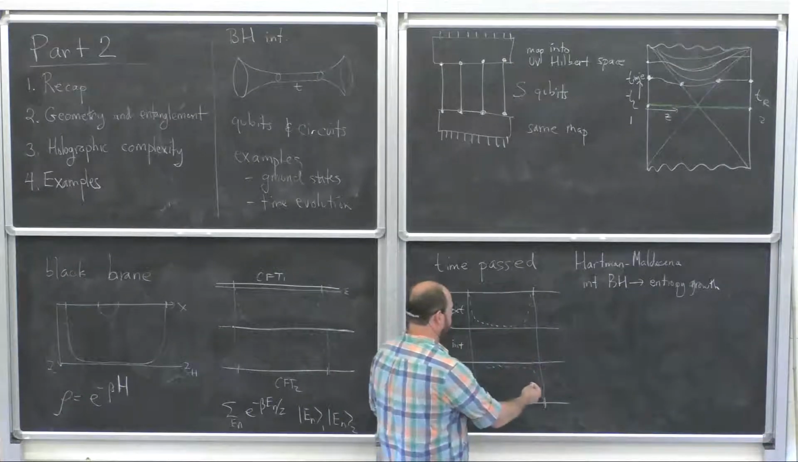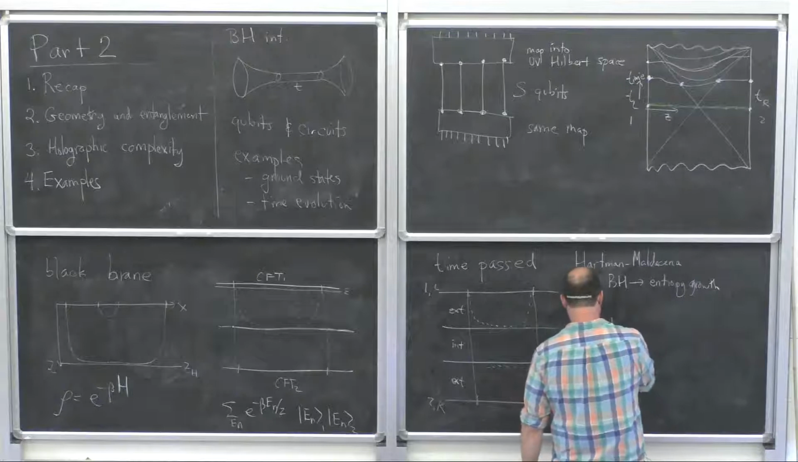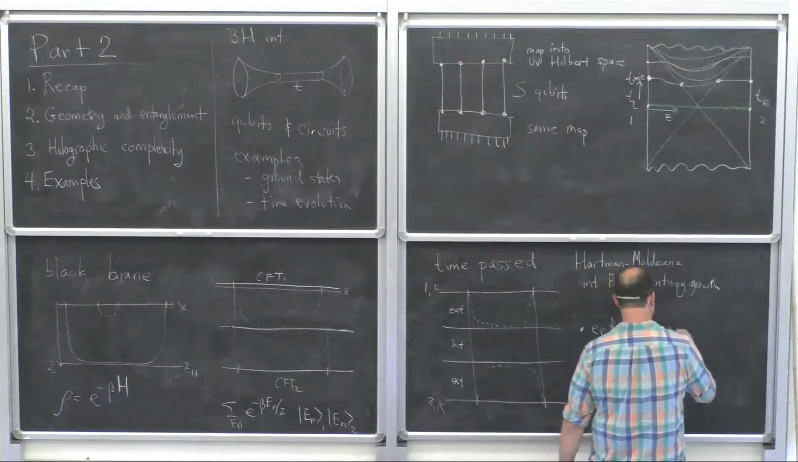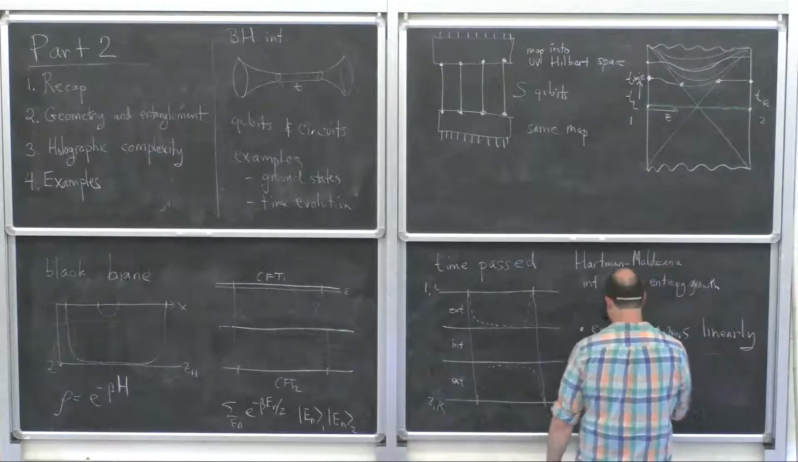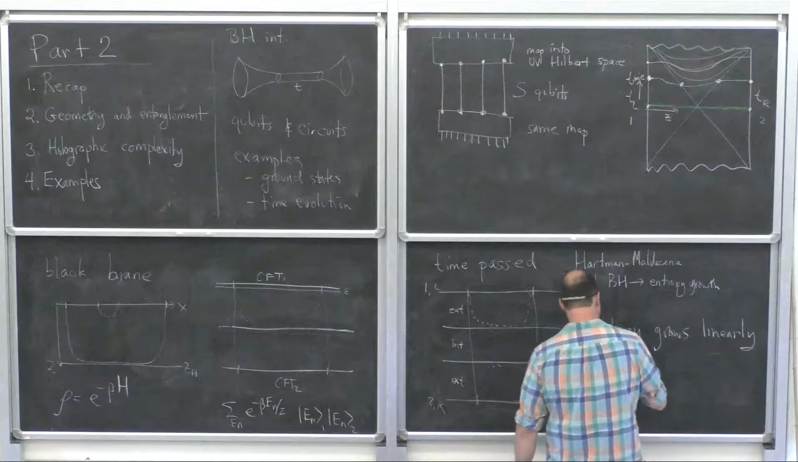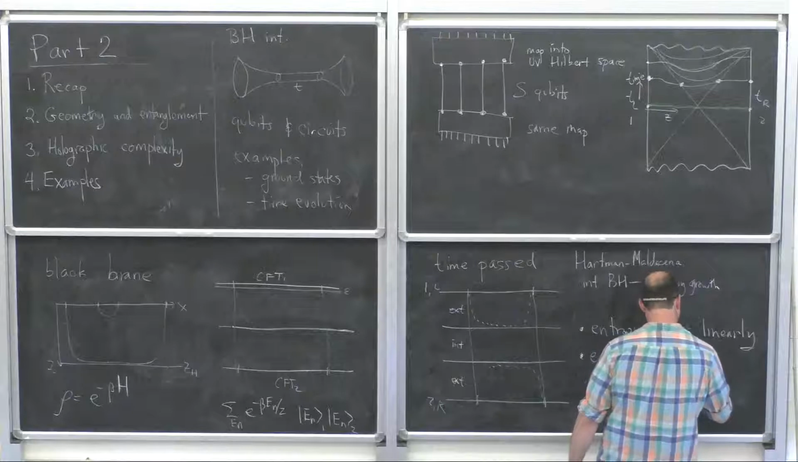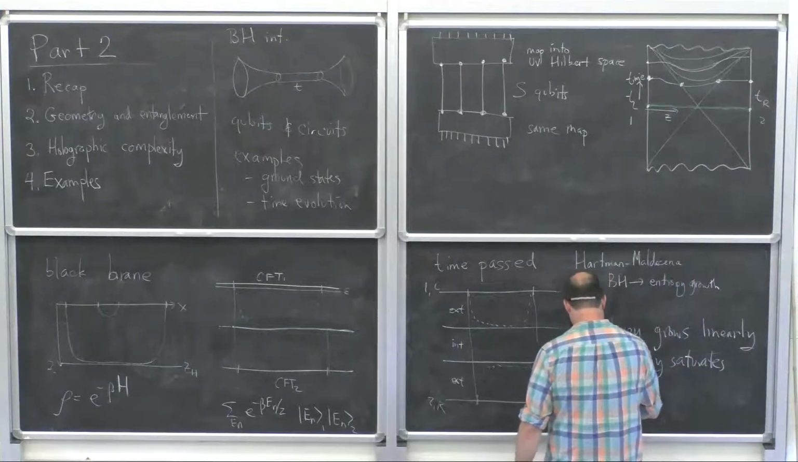So, you have this thing: the entropy initially grows linearly, but then it eventually saturates. But the interior keeps growing.